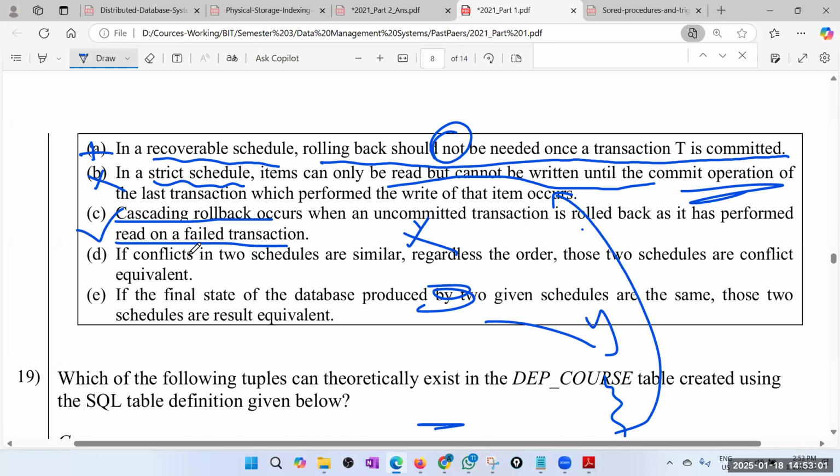D. If conflicts in two schedules are similar, regardless of the order, those two schedules are conflict equivalent. What is that? So that statement I can't understand. If conflicts in two schedules are similar, what is meant by similar? That is my problem. Regardless of the order, those two schedules are conflict equivalent. I'm not very sure what the examiner is telling. Okay, let's keep that open.